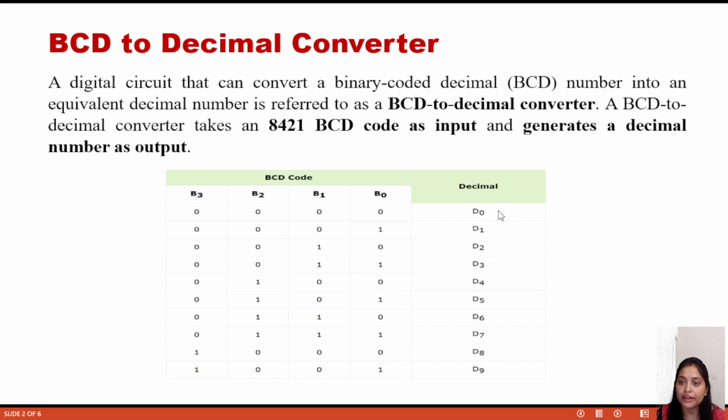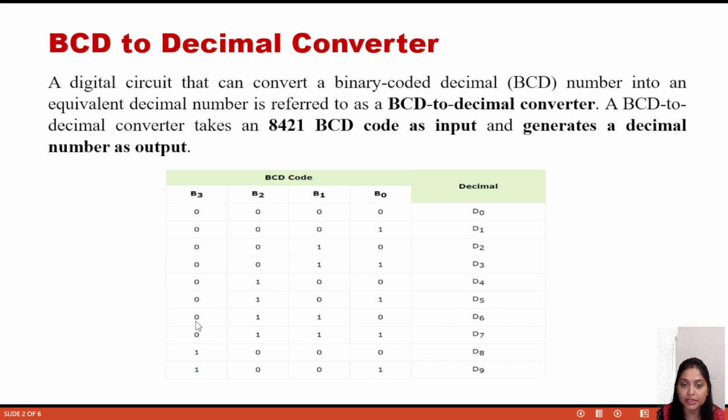So if I represent D0, it is B3 bar, B2 bar, B1 bar, B0 bar. Then D1 is B3 bar, B2 bar, B1 bar, B0. D2 is B3 bar, B2 bar, B1 and B0 bar. For D3, B3 bar, B2 bar, B1 and B0. Then D4, B3 bar, B2, B1 bar and B0 bar. For D5, B3 bar, B2, B1 bar and B0.